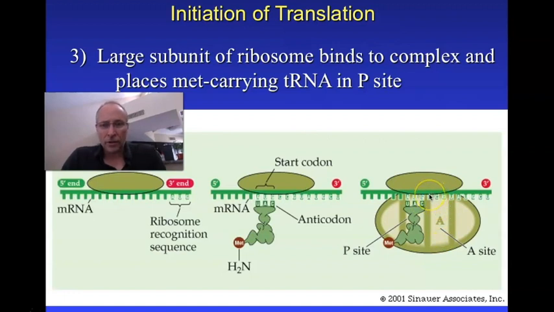And the A site's another slot, nothing's in it at this point, but it is sitting right over top of the next codon. It's called the A site for the acceptor, it means acceptor site. So this acceptor is sitting right over top of this next codon down. Once that's set that way, we're ready to start translating. So that's our initial sequence of events that occurs here.